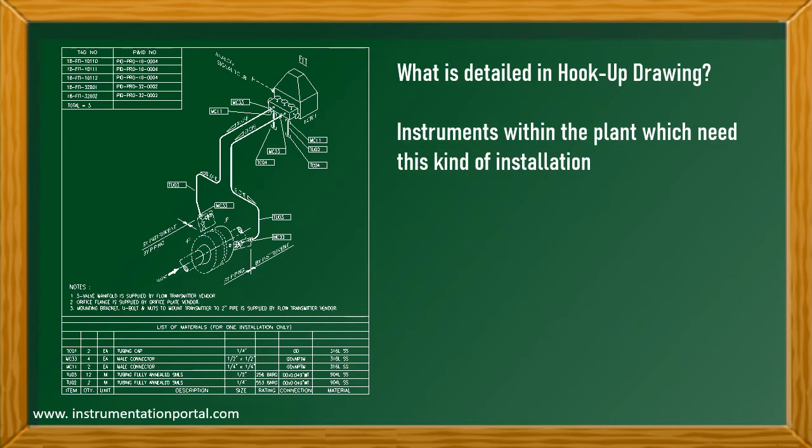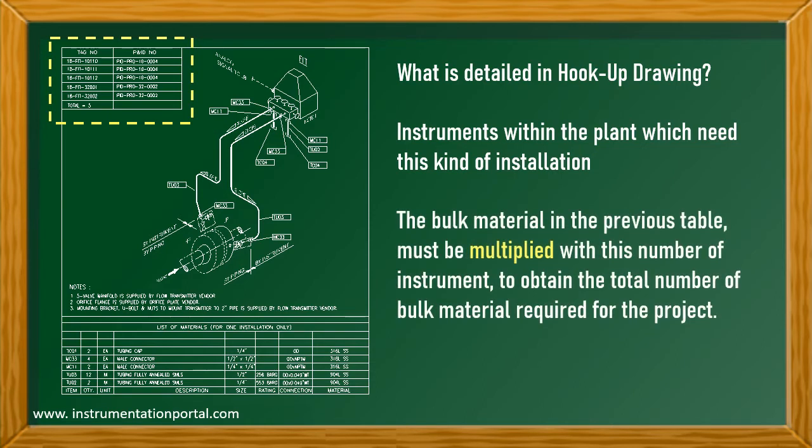Next is to specify instruments within the plant which need this kind of installation. Like in this drawing, it is shown that there are 5 transmitters which will have this typical installation. Hence, the bulk material in the previous table must be multiplied with this number of instruments to obtain the total number of bulk material required for the project.